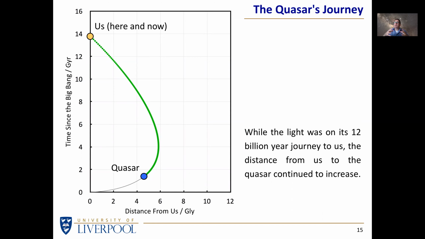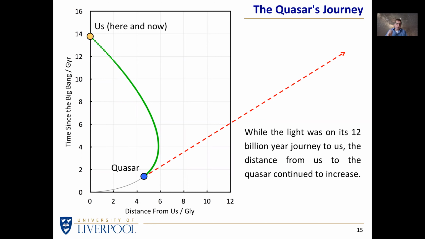Well, the quasar was continually carried out by the expansion of the universe. So during those 12 billion years that the light took to reach us, the quasar's distance from us continued to increase. And now it's over here somewhere in the top right-hand corner, perhaps just off the slide there. It's now some 25 billion light years away from us. I've shown it as a straight line.